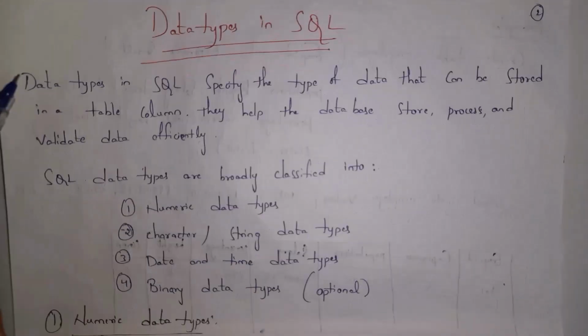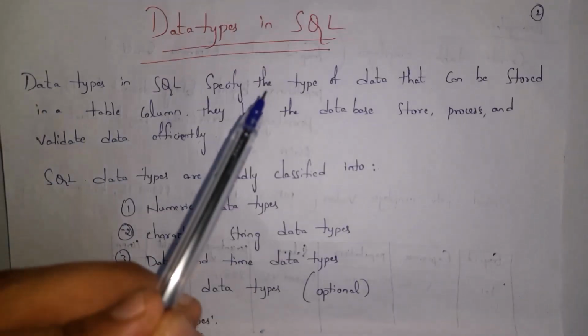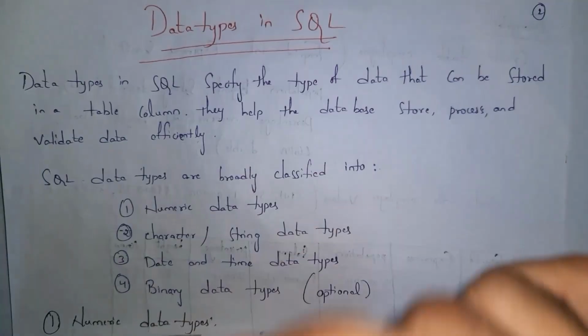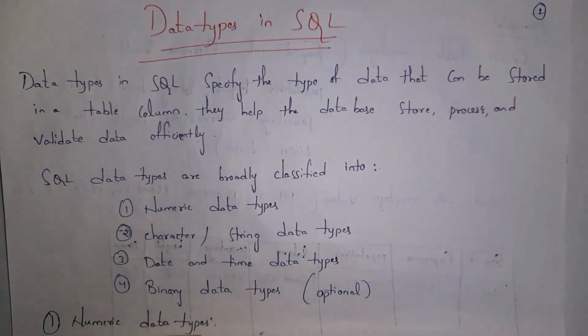Let's get started. Data types in SQL specify the type of data that can be stored in a table column. Based on the data type, we can decide what kind of data can be stored in a table column. For example, if we give data type int to a particular column, then we can store integer values, that are nothing but numbers. So, data types help the database to store, process and validate data efficiently.